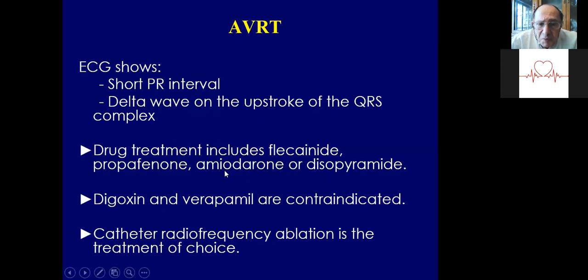We have in Egypt propafenone and amiodarone. Amiodarone is called Cordarone, and propafenone is called Ritmonor. Also, you can give digoxin and verapamil. The final treatment is ablation.